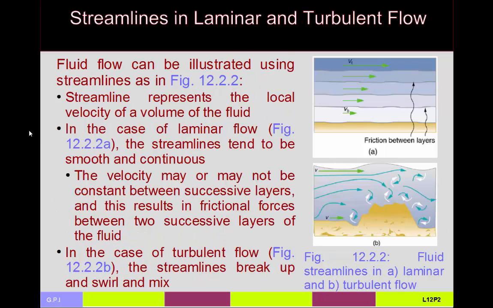So the first thing to look at here is what happens when we have laminar flow and what happens when we have turbulent flow, and what the different layers of a fluid are doing. And one way of looking at how different layers behave is to look at what's called the streamlines in the fluid. And what a streamline is, it is a representation of the local velocity of a volume of the fluid.